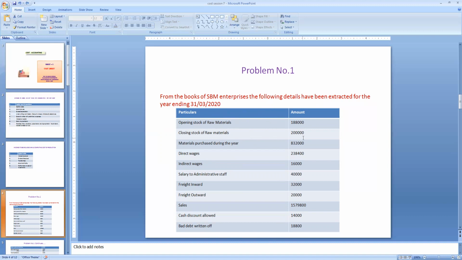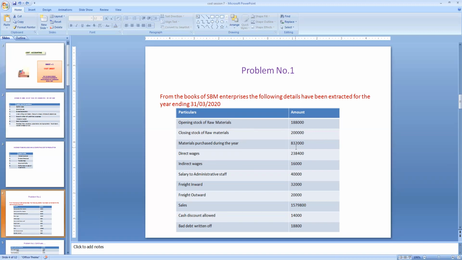And closing stock of raw materials is given as 2 lakhs. Again, it is an item to be shown in the direct materials and the prime cost. After calculating the opening stock, purchase of materials, and any freight charges, add them together, then we have to deduct the closing stock of raw materials. The next information is materials purchased during the year. So additional materials are purchased, which have to be added to the opening stock of the material.